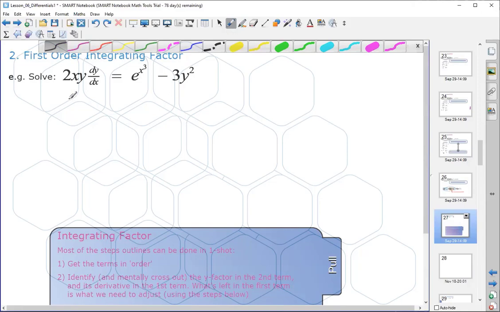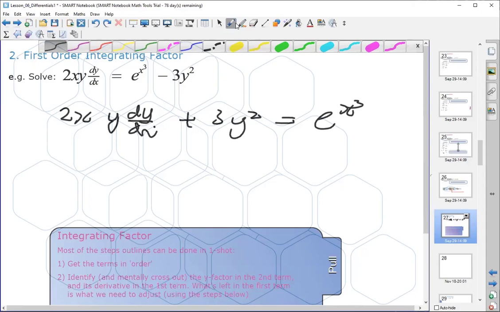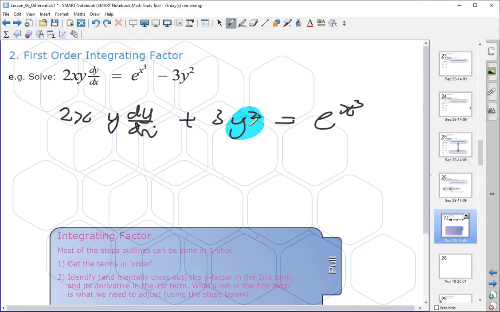So we're going to get 2xy dy by dx plus 3y squared equals e to the x cubed. Oh, I forgot the 2. Okay, so we're going to match up the y squared. Well, it's going to match with a 2y dy by dx, isn't it? But that's okay. There's a 2 there. I can just slide that 2 across and it will join that. So that all matches up very nicely.